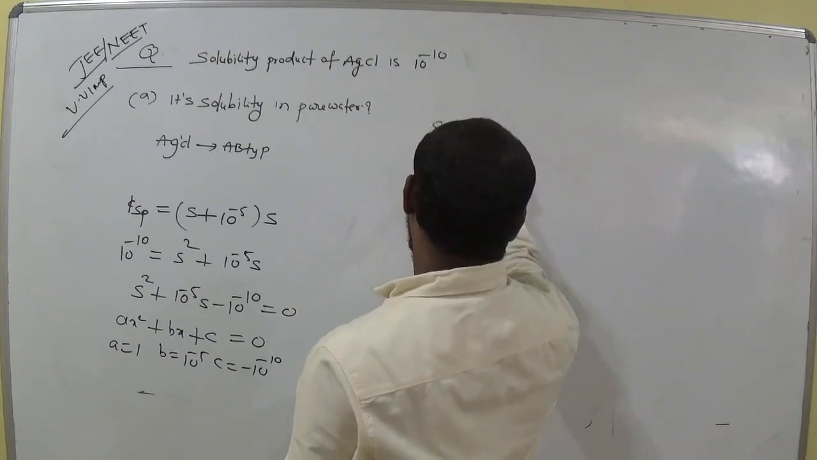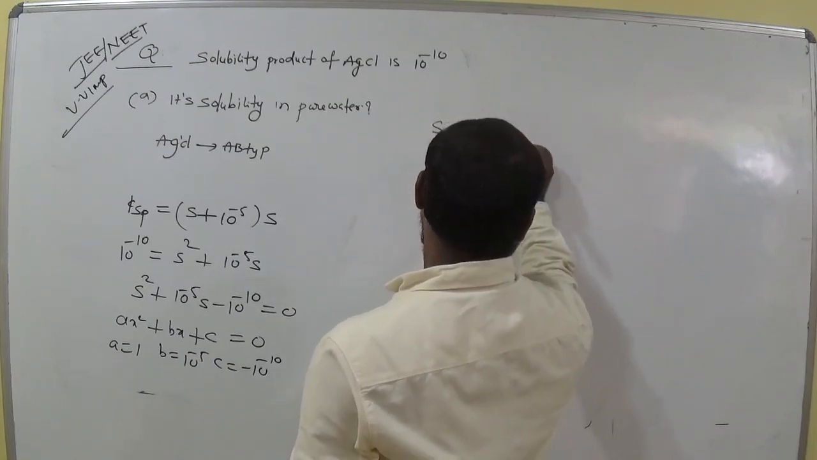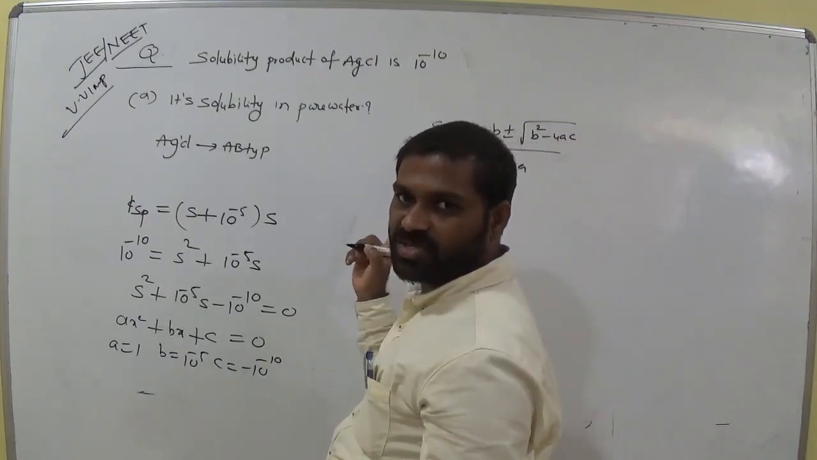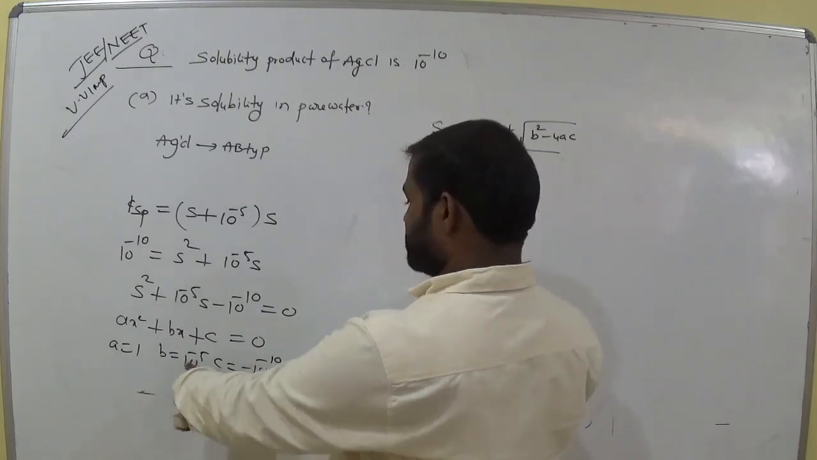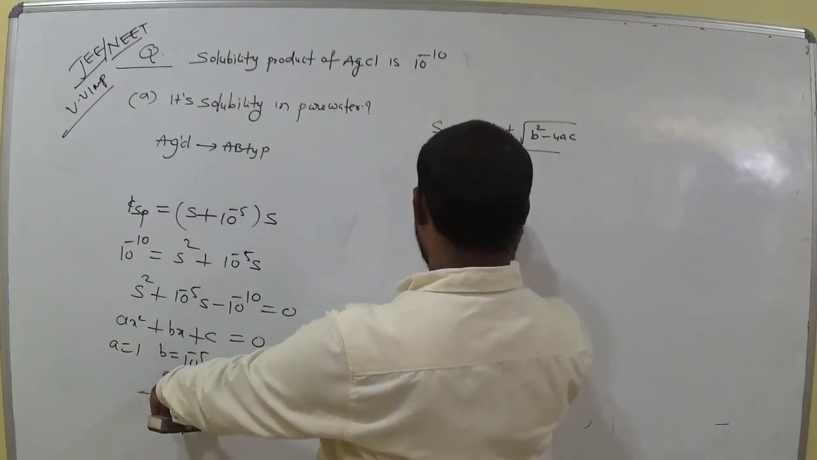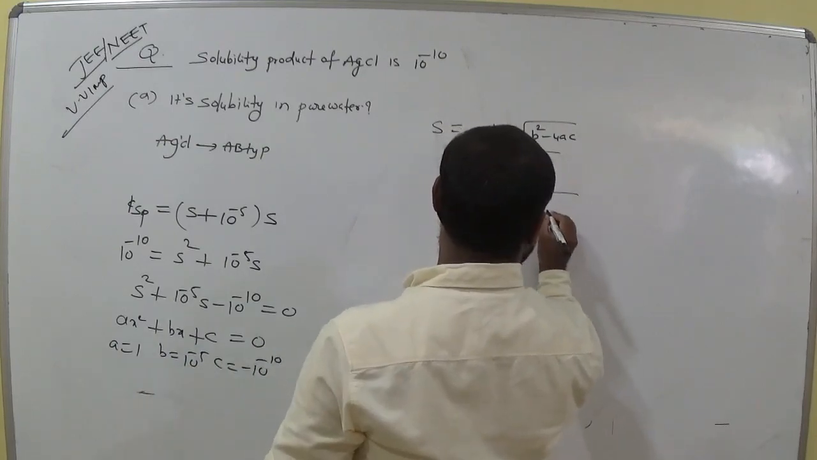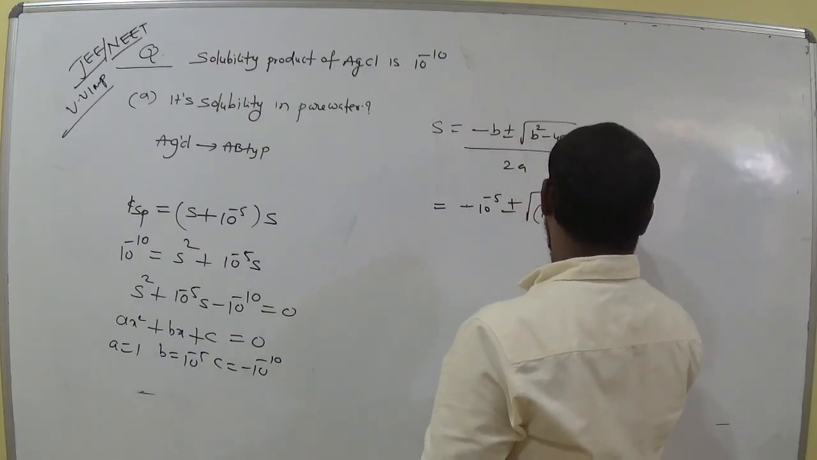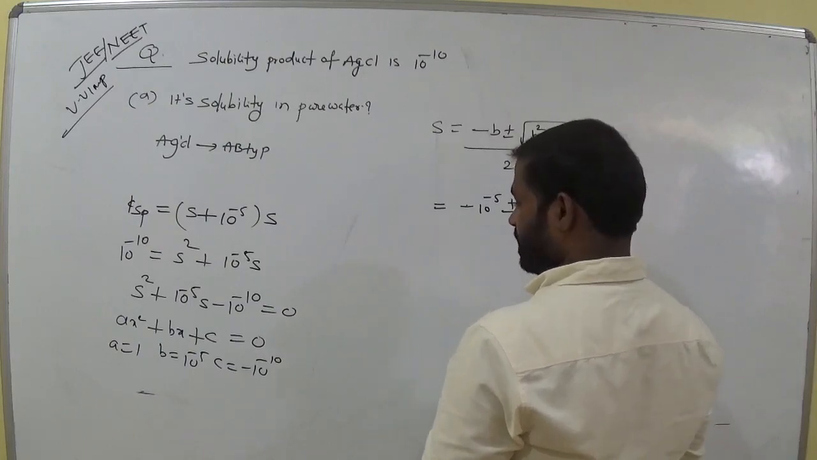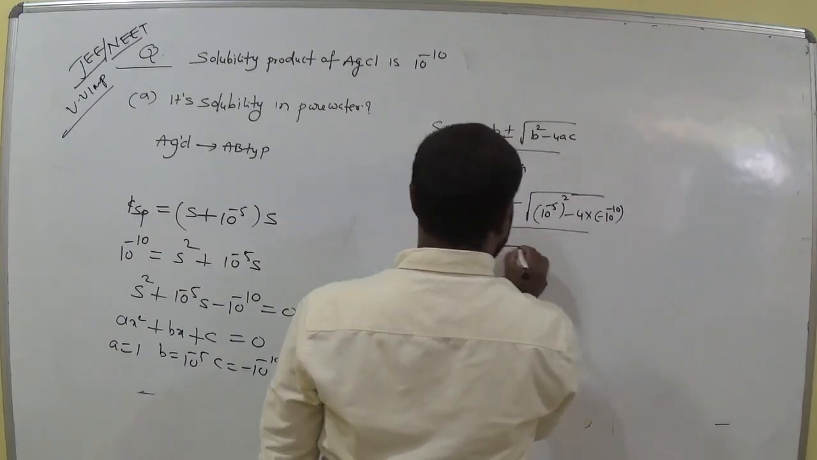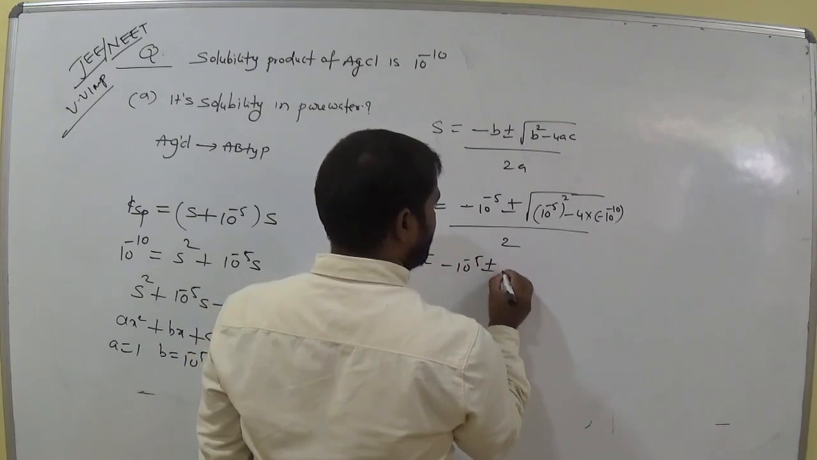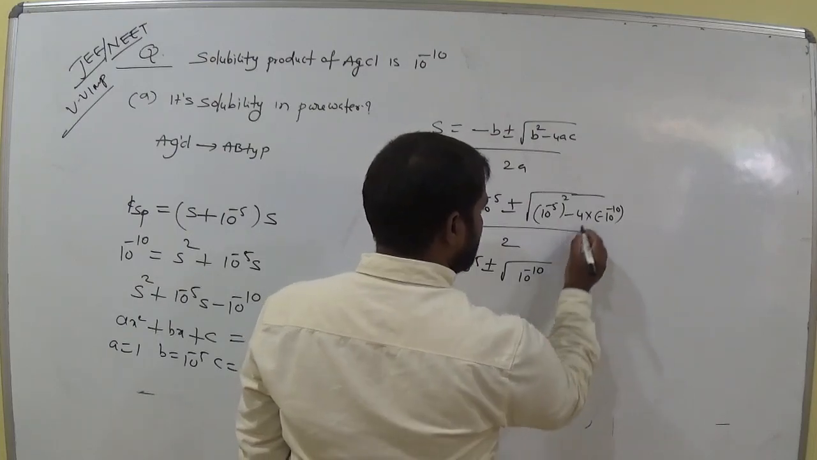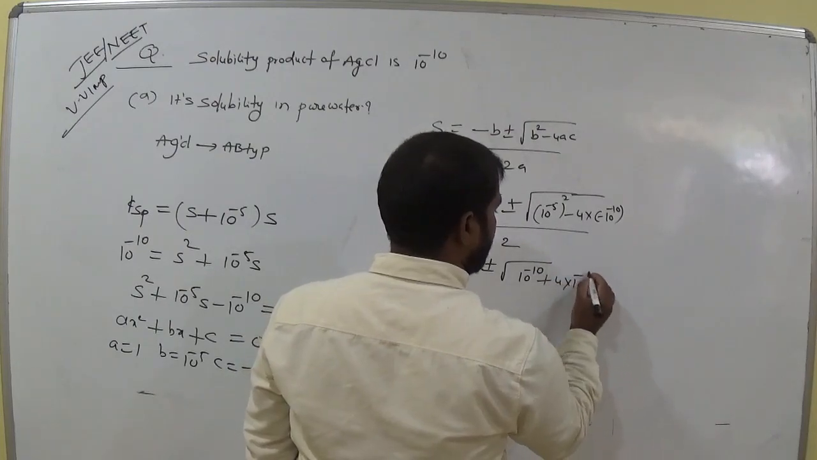S is equal to minus B plus or minus the square root of B square minus 4AC, by 2A. This is the quadratic equation solution, am I right? So now minus B means how much here? B means 10 power minus 5, plus or minus the square root of B square, which means 10 power minus 5 whole square, minus 4 into A, which is 1, into C, which is minus 10 power minus 10, by 2. So it is 10 power minus 10 plus 4 into 10 power minus 10, am I right?